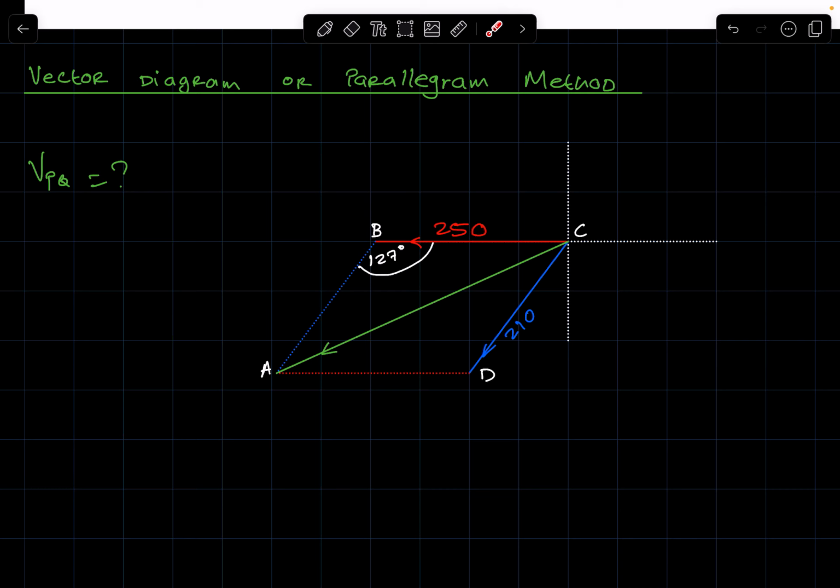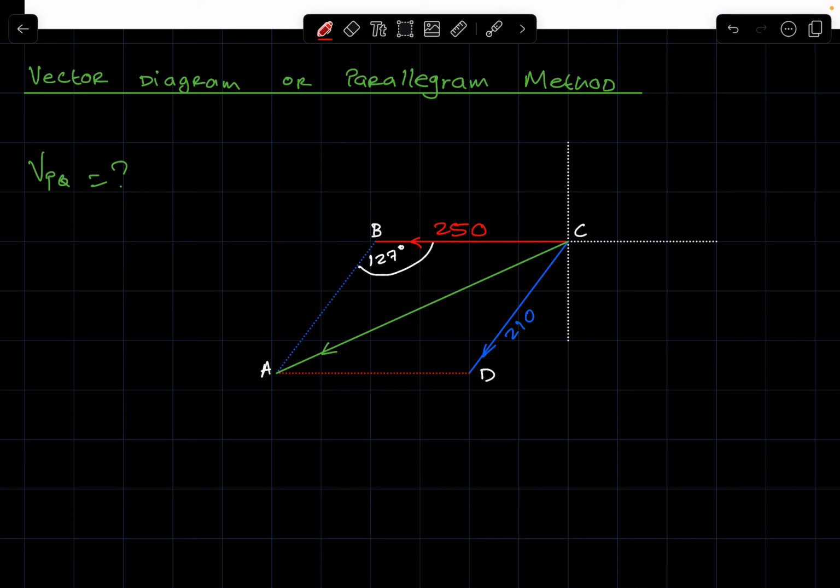Aside from the cosine rule, we are able to use the sine rule. But remember, with the sine rule, you need two angles, and at this point, we only have one angle. So it will be convenient for us to just use the cosine rule.